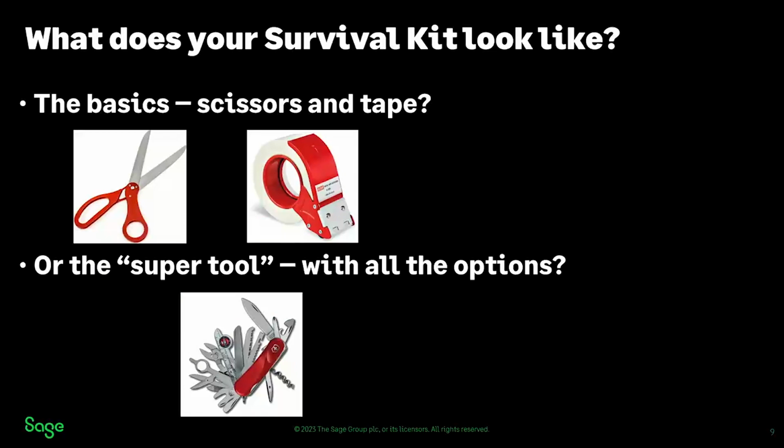So I have a question for the audience. Just think about, what does a survival kit look like? What do you have in your bag of tricks that's going to help you when you get in a pickle? Is it really just some basic things, paper clips, scissors, tape, or do you have that super tool, that tool that does everything? You can see I have a picture here of a tool that has every kind of gadget on it you can imagine. It can be a knife, it can be a bottle opener, it can probably perform some minor surgeries. So what does that look like for you?